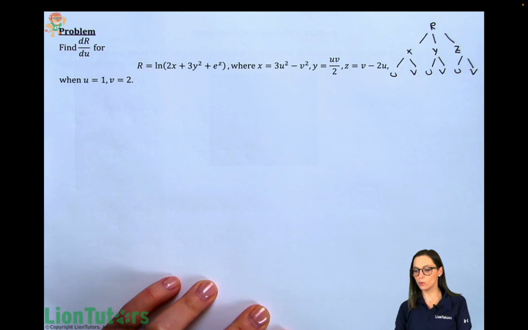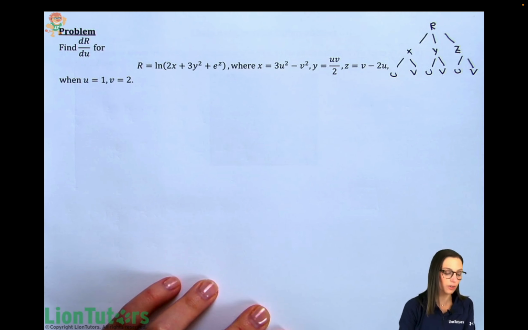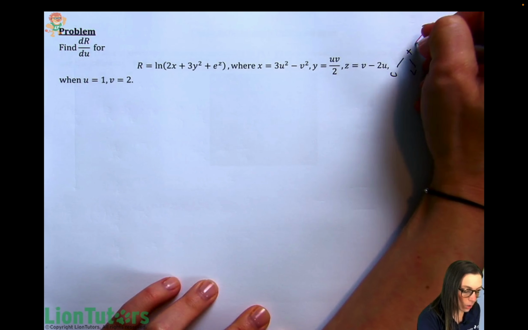Does anyone else feel like their u's and v's always look the same? No, just me? Okay.